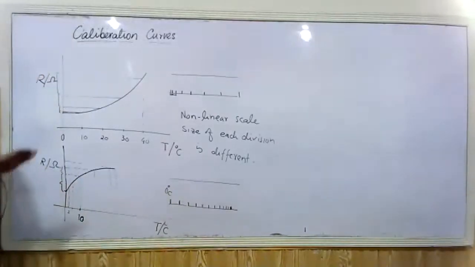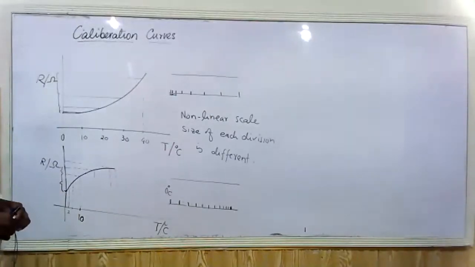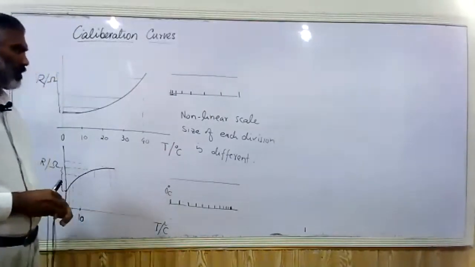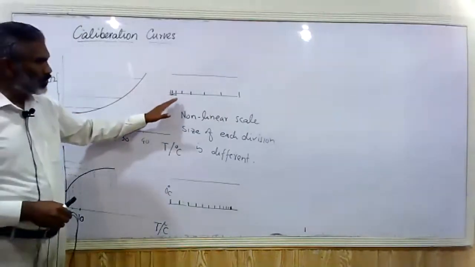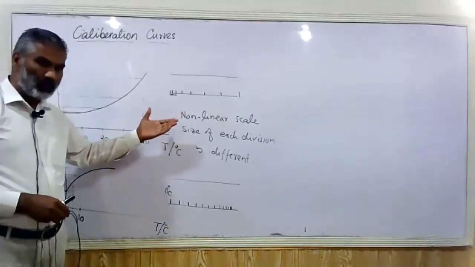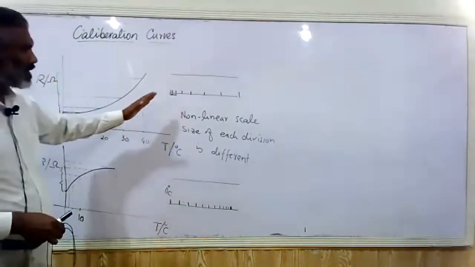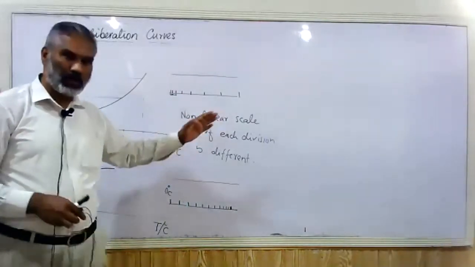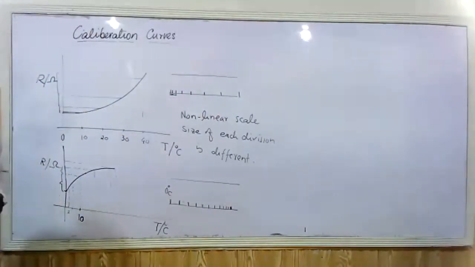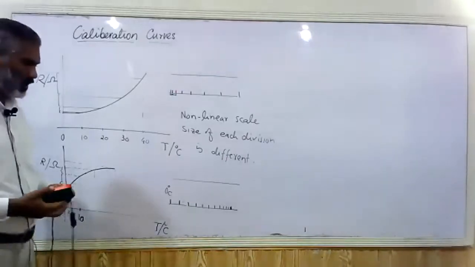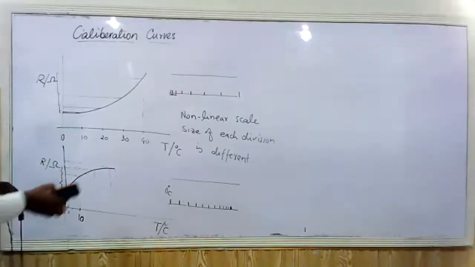So this is the idea of calibration curves. Calibration curves, I repeat, are used to decide what should be the size of the division on a scale, and whether the size of that division should increase or decrease. That is the main purpose behind it. One last example that I discussed in the last lecture, let me discuss that quickly, then we move on to the next chapter, because that topic will finish.